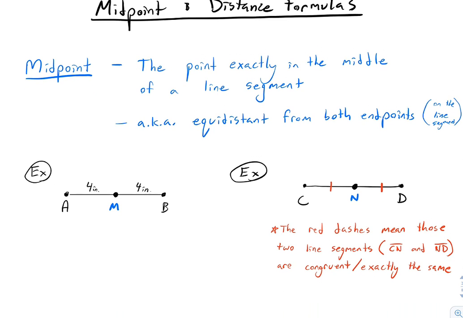Okay, so first, the midpoint. That's the point exactly in the middle of the line segment. Now, you might see the word equidistant. That simply means equally distant.